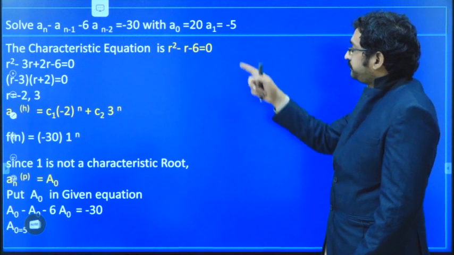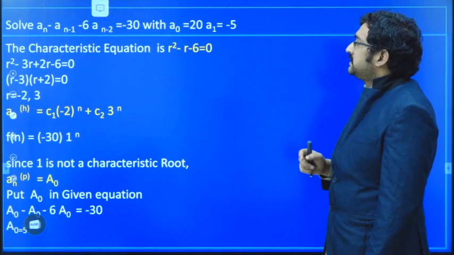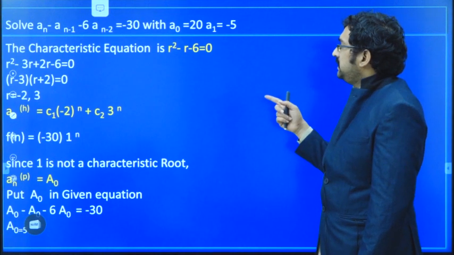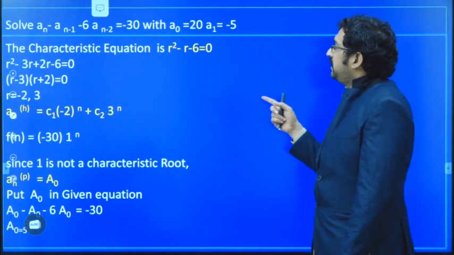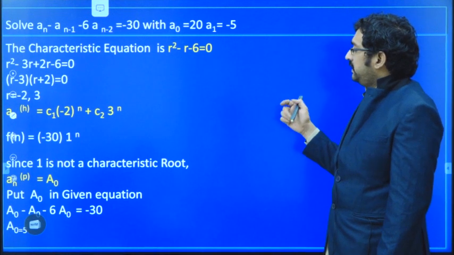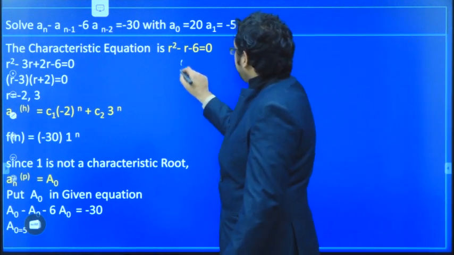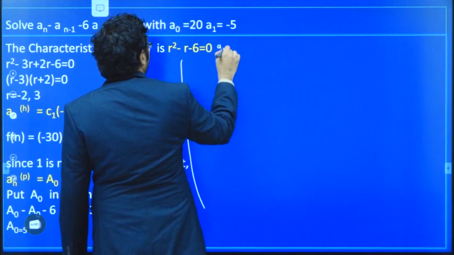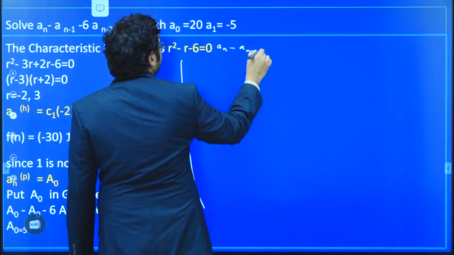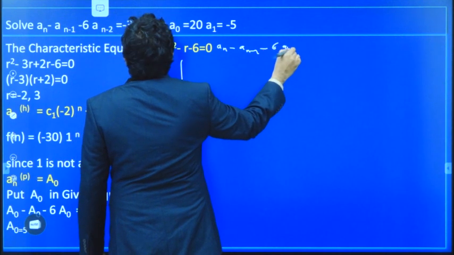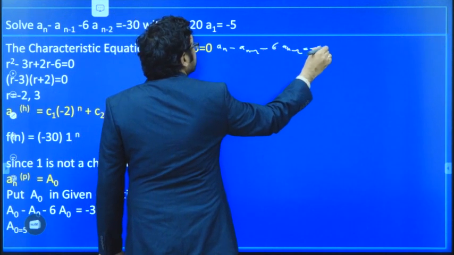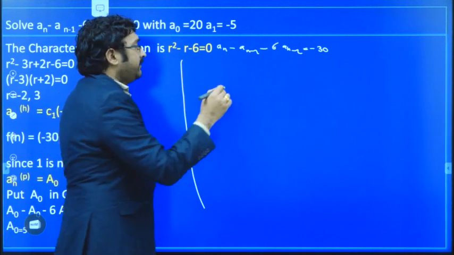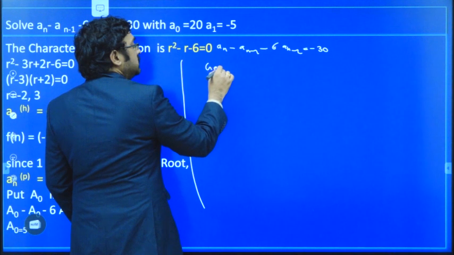See the next problem. a_n minus 1 minus 6 into a_n minus 2 equal to minus 30, with initial conditions a naught equal to 20 and a1 equal to minus 5. So the given equation is a_n minus 1 minus 6 into a_n minus 2 equal to minus 30. That is the given condition. So what might be the general solution?